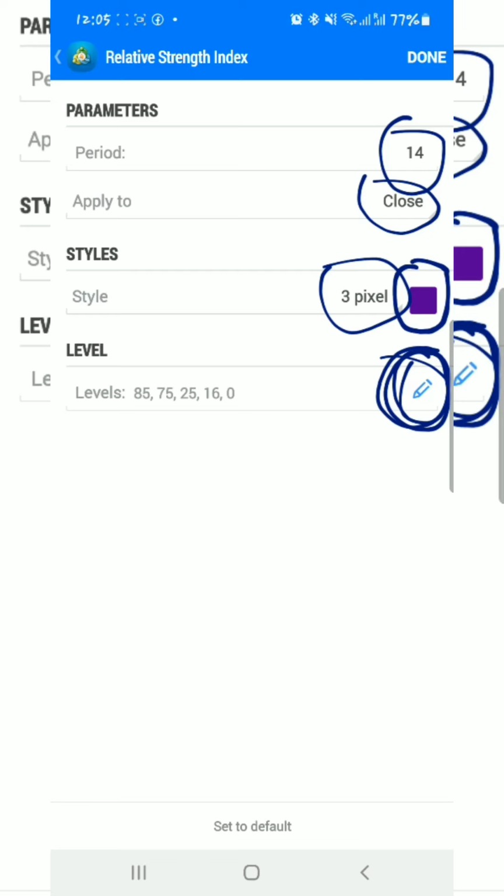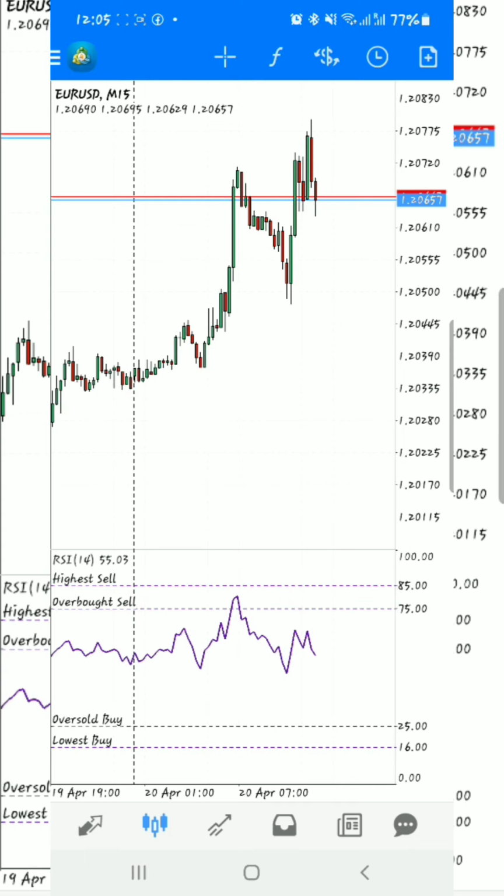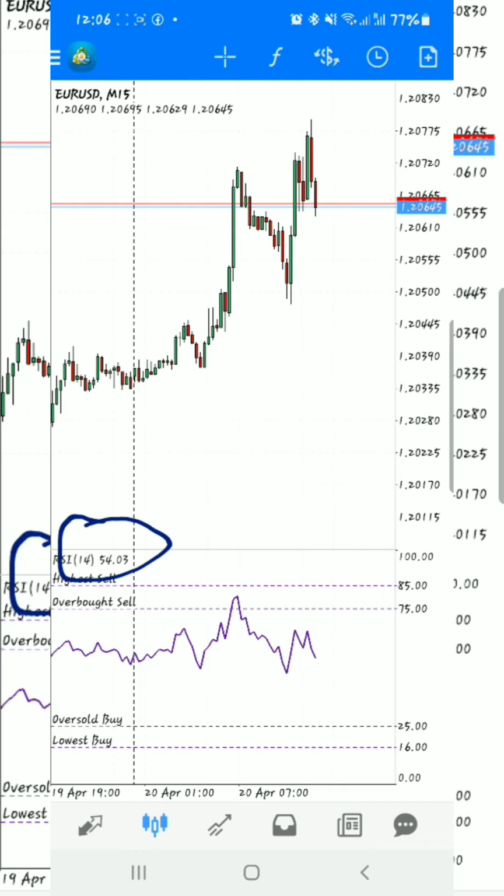Okay, after clicking here, you don't have to change anything. You just click the done button. When you click done, you now see that our indicator has appeared below. That's it. So now I'm going to tell you how this RSI helps you to enter a trade or to stay out of the market.